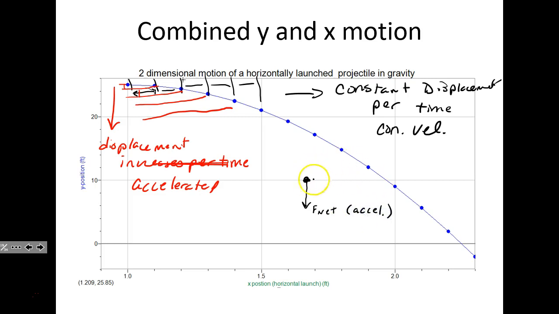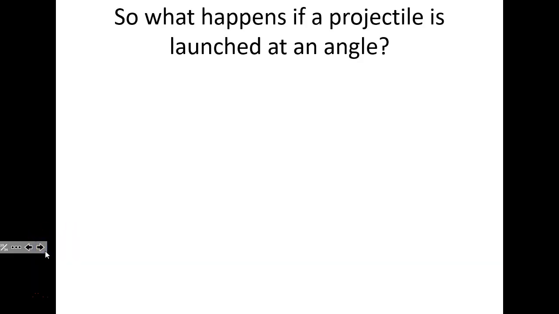It's going to speed up. But if we have no net force in the x, sum of forces in the x equals 0. That equals constant velocity motion. And of course, when we dealt with trusses, we said that constant velocity motion was at rest, but the constant velocity condition does not have to be at rest. It can be moving at 1,000 miles per hour, and it's still constant, then there's no net force. So what happens if a projectile is launched at an angle?